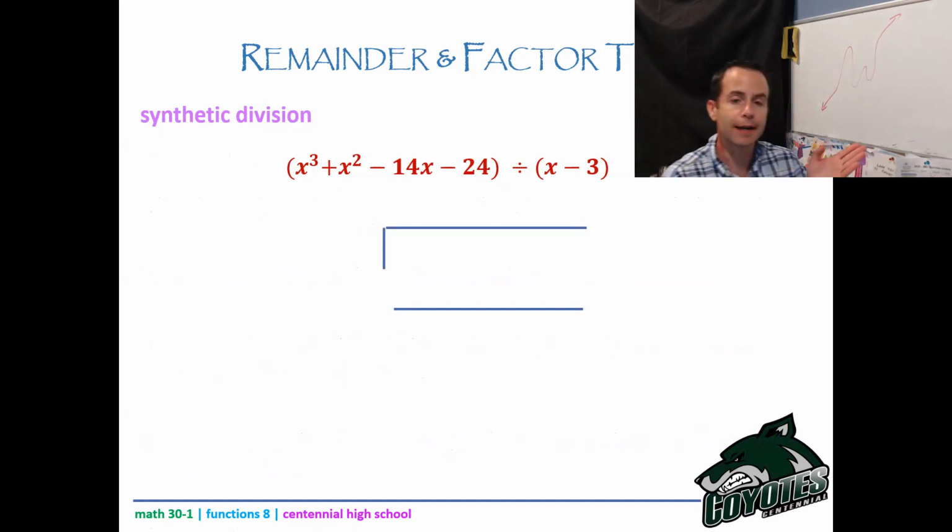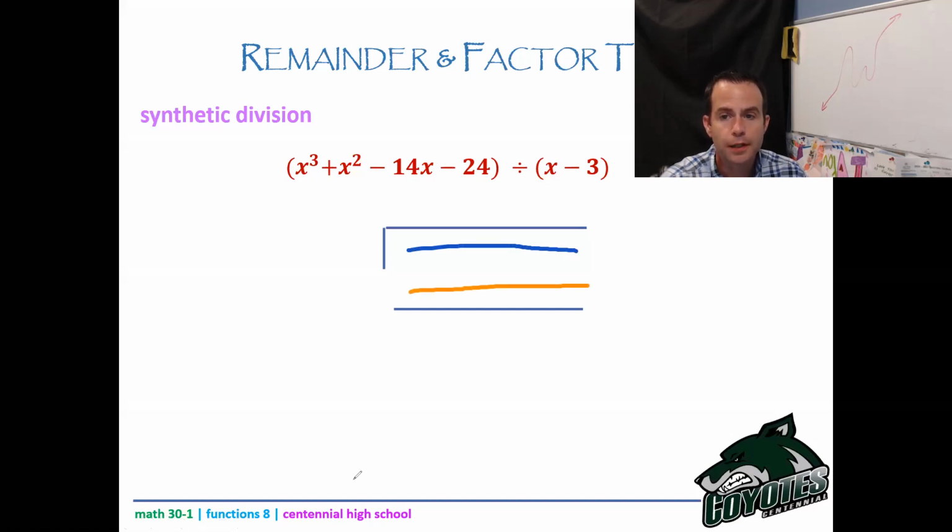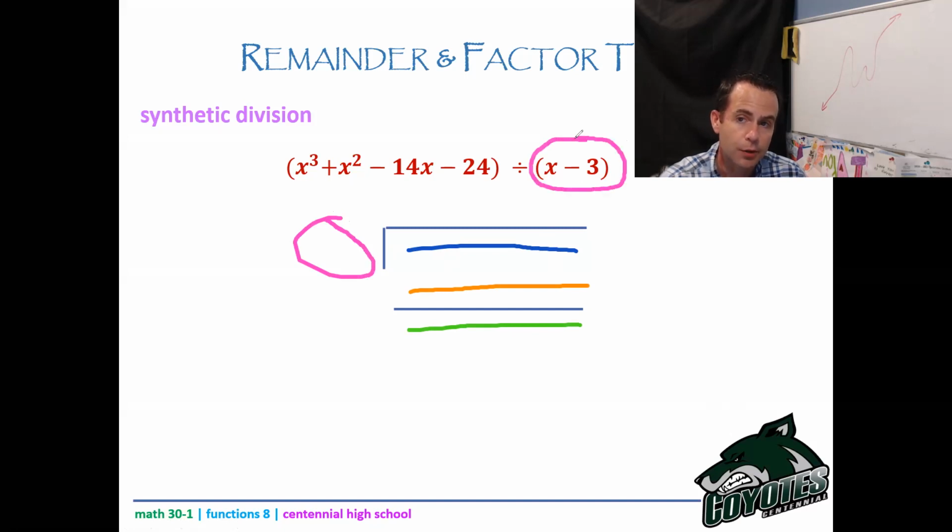Okay, so you essentially have 3 working lines here. You've got this line, which is the question line, and then you've got this line, which is the working line, and then you've got this line, which is the answer line. And then out here goes what you're dividing by. Now, it's the number that would zero the factor out. So what value for x here zeros that out? That would be a 3.